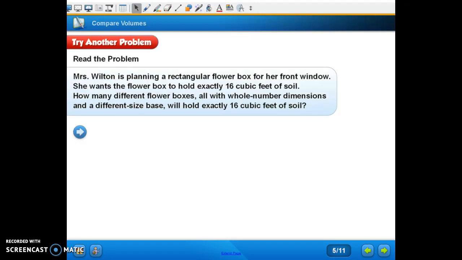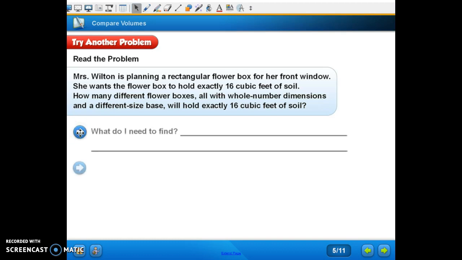Now we're going to try making our own table here. It says Mrs. Wilton is planning a rectangular flower box for her front window. She wants the flower box to hold exactly 16 cubic feet of soil. How many different flower boxes, all with a whole number dimension and a different size base, will hold exactly 16 cubic feet of soil? Use the graphic organizer below to help you. So what do I need to find?